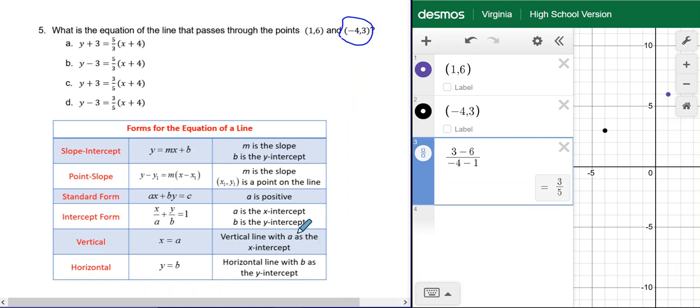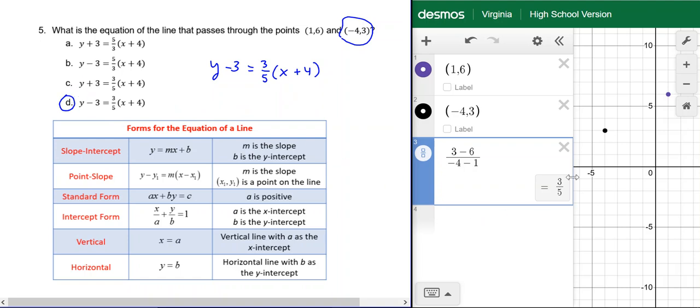And then we're going to go ahead and use this point. So my y is 3. If I'm going to use this, you're going to put y minus the y coordinate, 3, equals the slope, which we found to be 3 over 5, times x minus the x coordinate. So minus -4 would be positive. Oh, did I do that too fast? Minus -4, negative just turns into a positive. Positive 4. And so it's D.